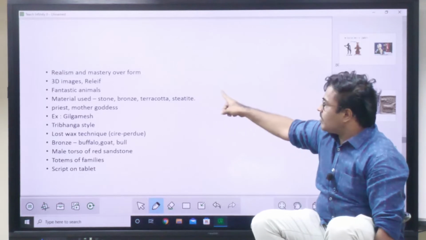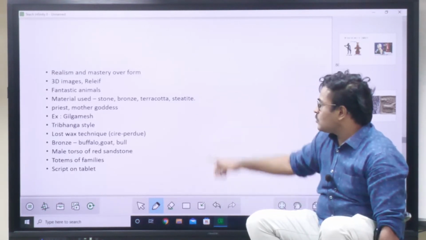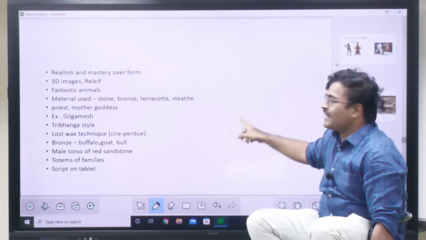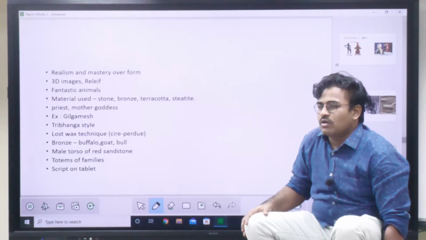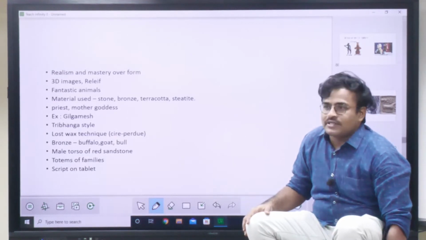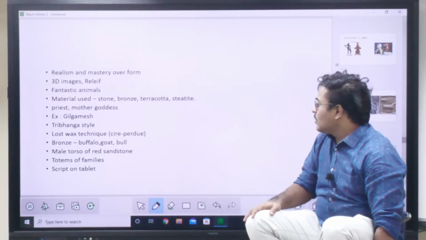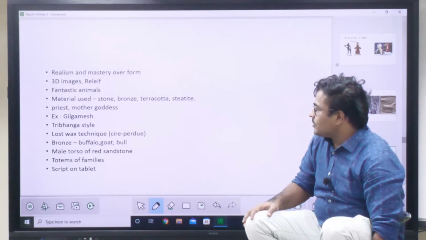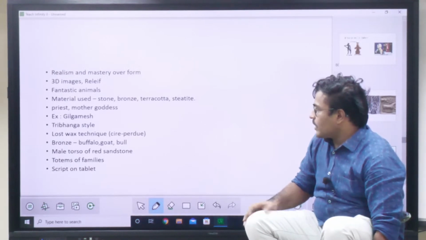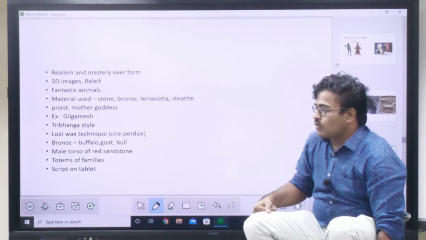3D images and relief sculpture are there. Fantastic animals are depicted. Material used is stone, bronze, terracotta, steatite, and stucco. Steatite is also known as stucco. I think the composition is a little different, but the carving method is the same. Then priest, mother goddess images are there. Then Gilgamesh, Tribhanga style. Write Tribhanga style beside it. It is a body pose.